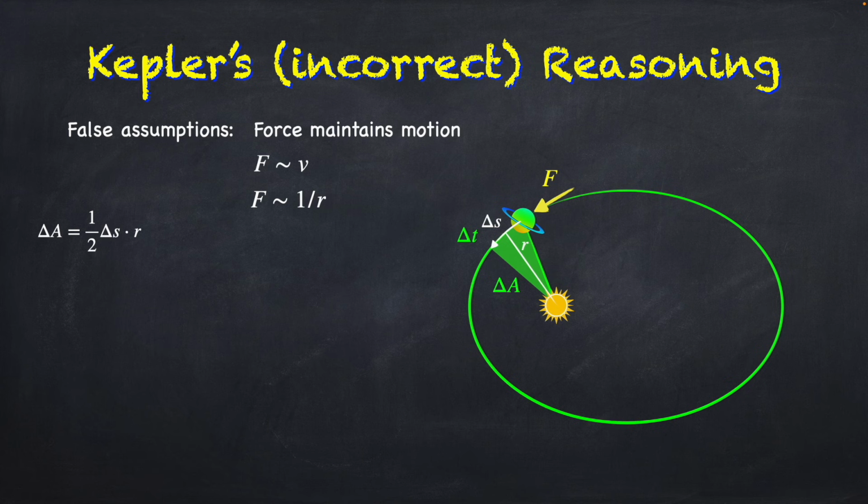Now, delta s is just the displacement, so that's equal to velocity times time. So the area must be 1/2 velocity times time times r. Now, according to his view of physics, the velocity is proportional to the force. So we can now substitute that in for v to get that the area must be proportional to F times delta t times r. But he's guessed that the force is inversely proportional to the distance. Substituting that in for F, we find that the r's cancel, and so the area must be proportional to the time elapsed. Kepler then compared this result to his data and found that it matched. And there we have it, Kepler's second law.